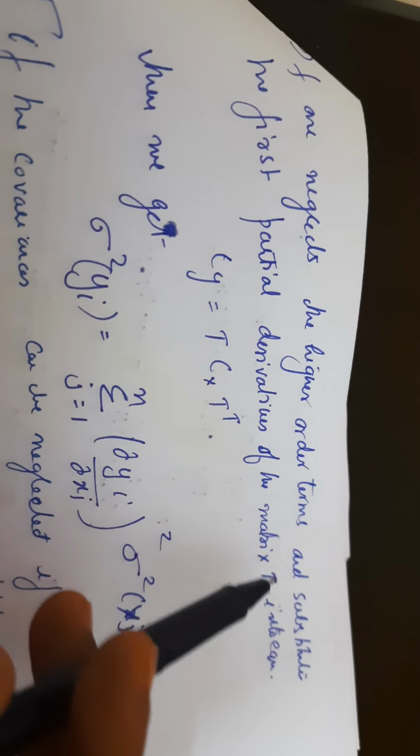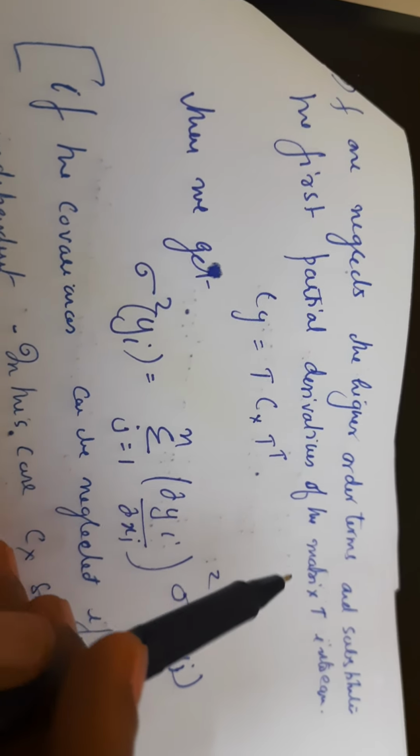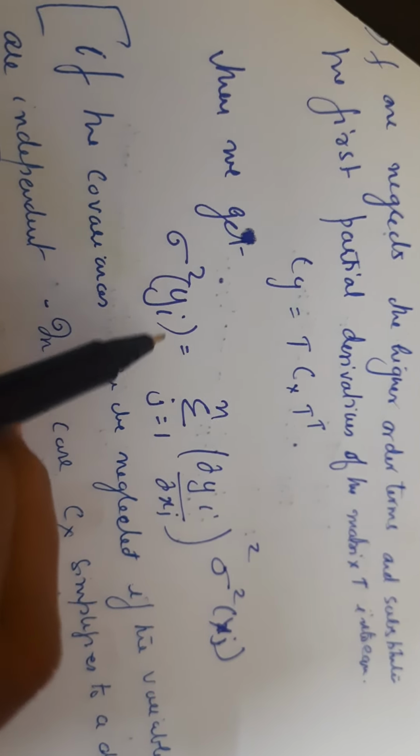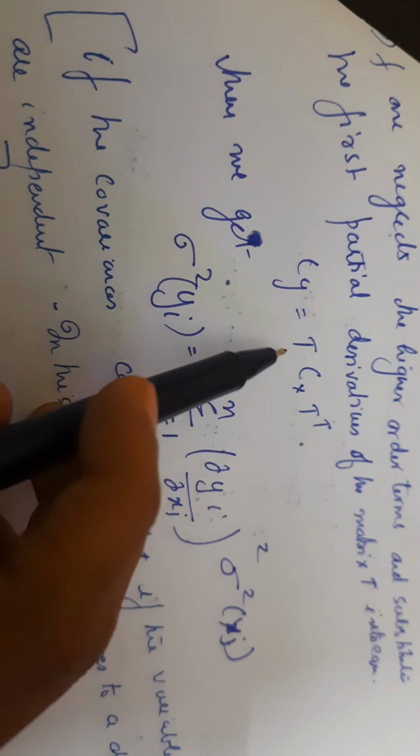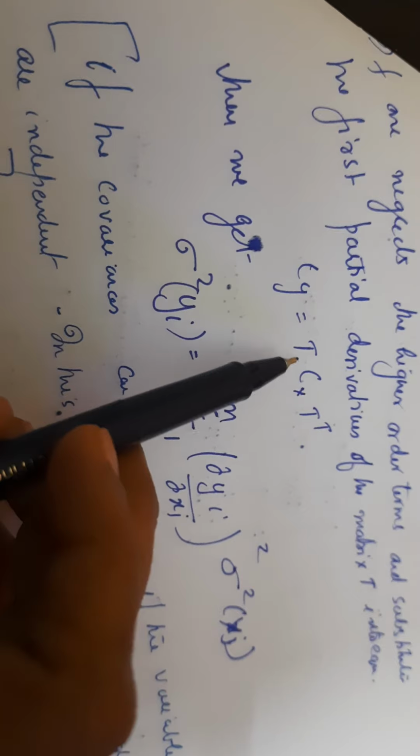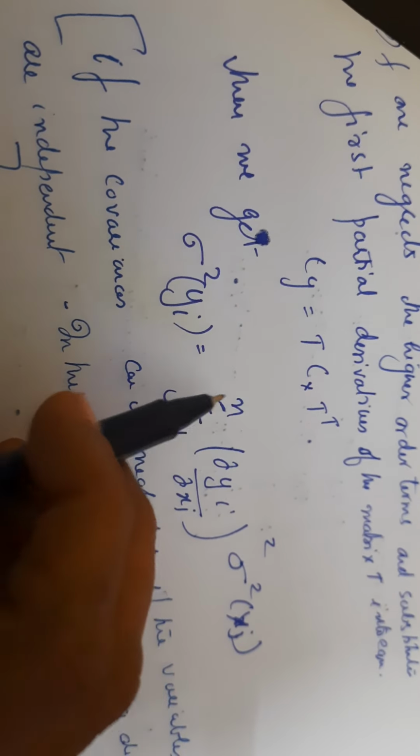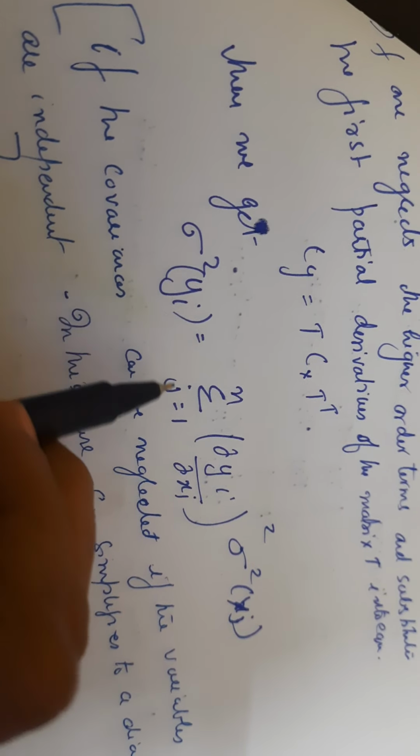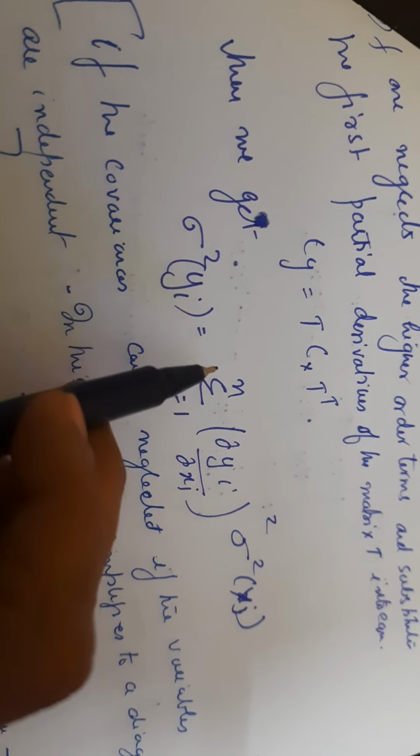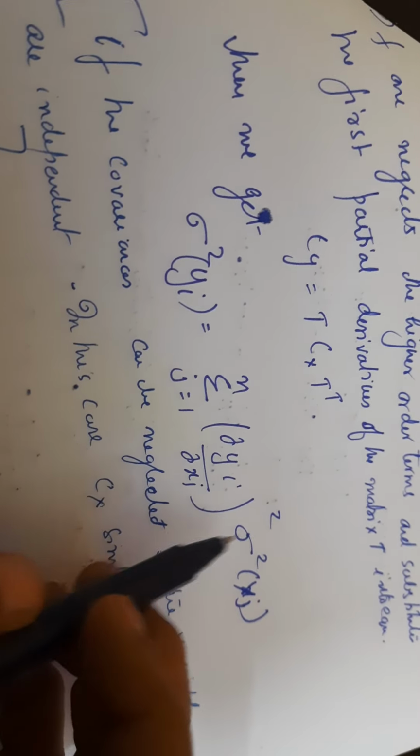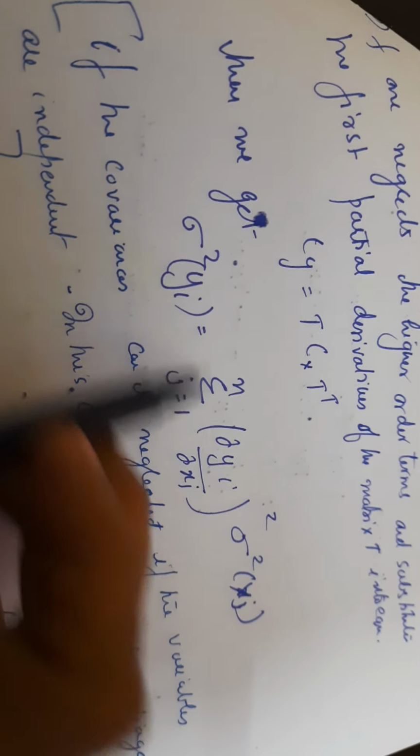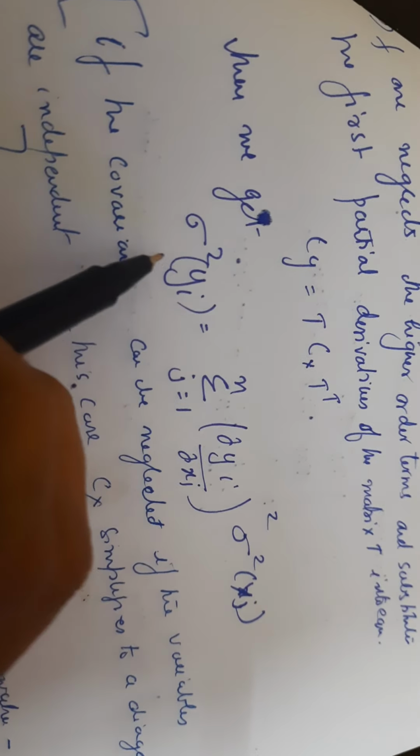So now, if one neglects the higher order terms and substitutes only the first partial derivatives of the matrix T into this equation, then we can write it like this: sigma square yi, into the covariance matrix, whatever we got before. We are going to put this value of T and this value of Cx. Okay, so you will get sigma square yi is equal to the sum over j equal to 1 to n of (∂yi by ∂xj) whole square, sigma square xj. So how did I get it as sigma square? This was covariance and now this is variance.